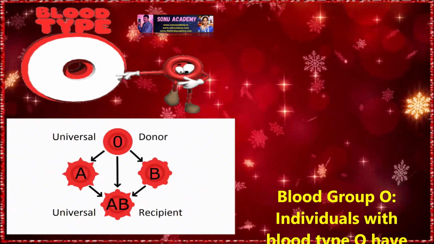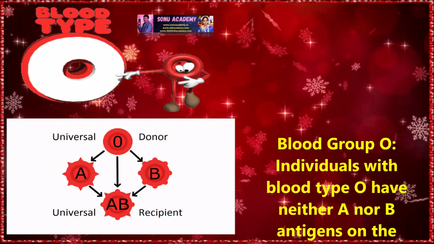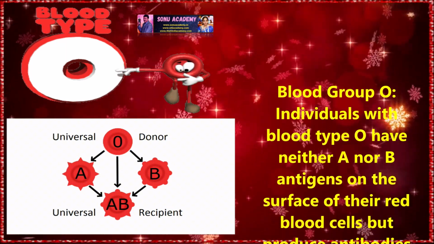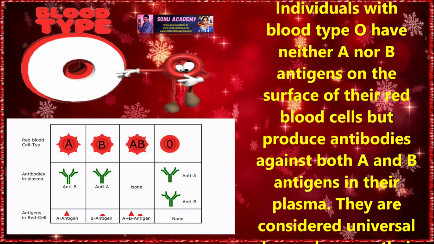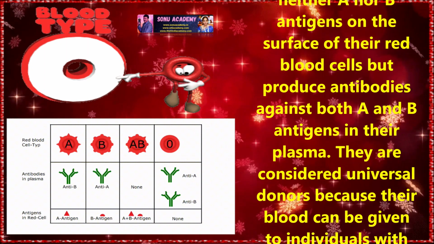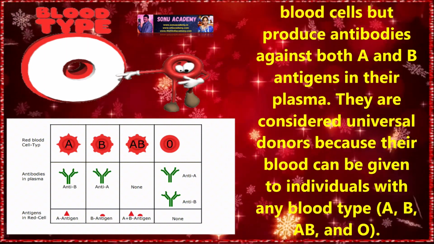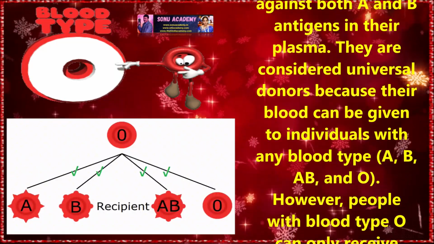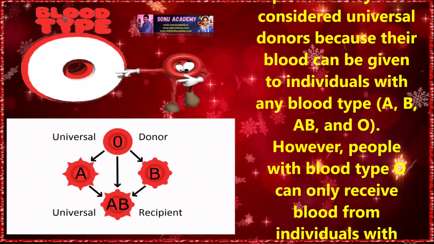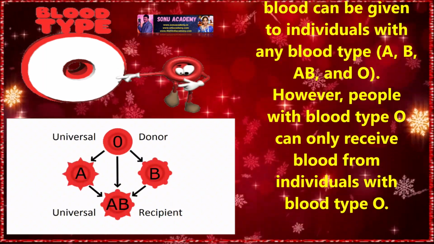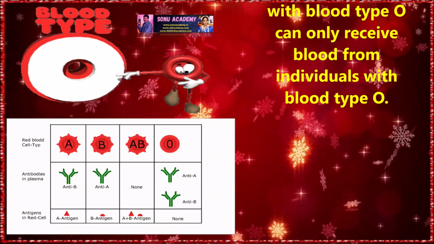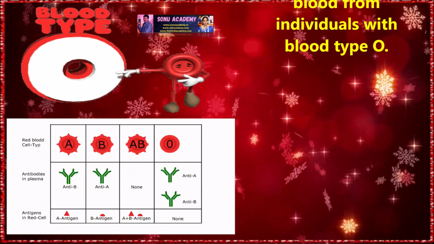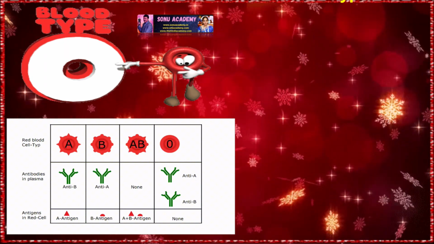Blood group O. Individuals with blood group O have neither A nor B antigens on the surface of their red blood cells but produce antibodies against both A and B antigens in the plasma. They are considered universal donors because their blood can be given to individuals with any blood type, like A, B, AB and O. However, people with blood group O can only receive blood from individuals with blood type O.